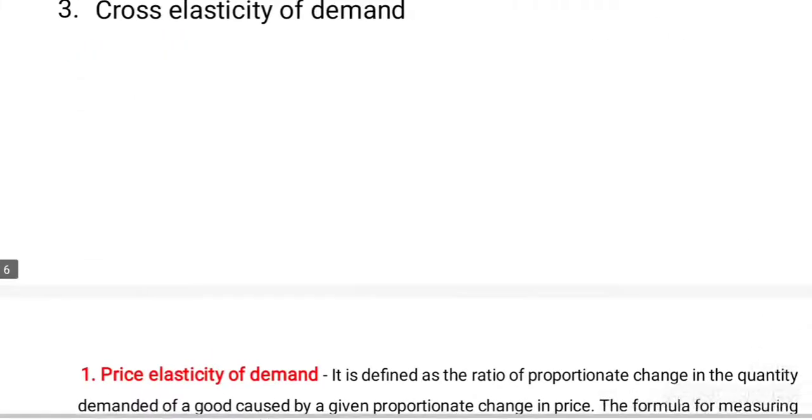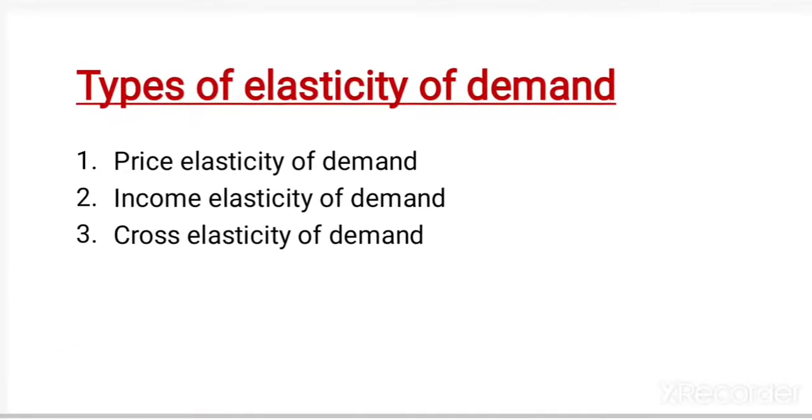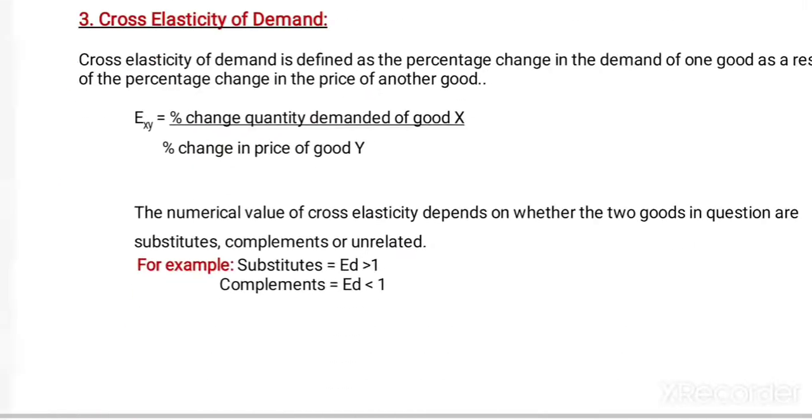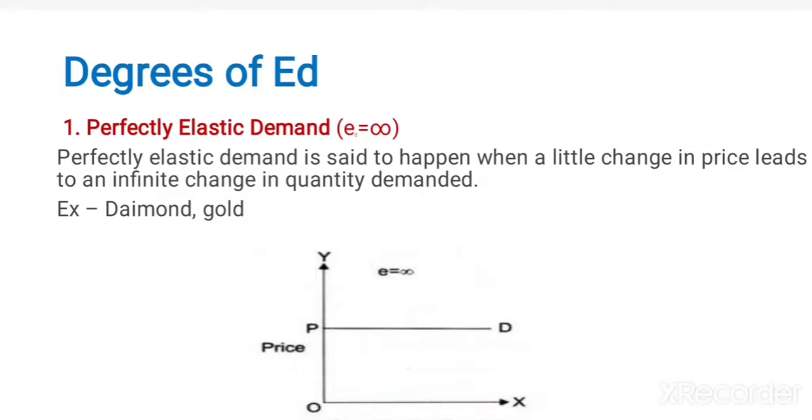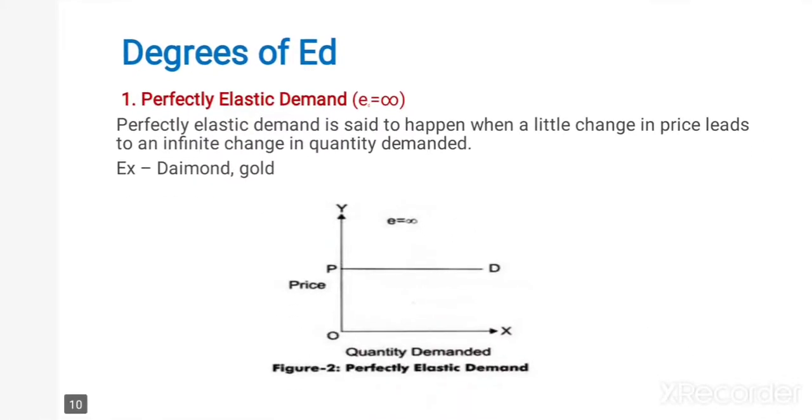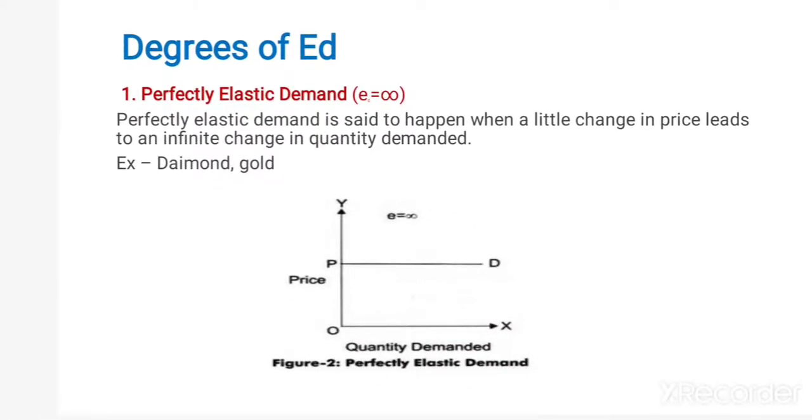Okay, so this is about your types of elasticity of demand. Fine. So let's go to the last topic, that is degrees of elasticity of demand. Students, in total there are 5 degrees of elasticity of demand. Degrees are nothing but what kind of graph you'll get due to a change in the price and change in the quantity demanded. Okay, fine. So we'll study one by one.